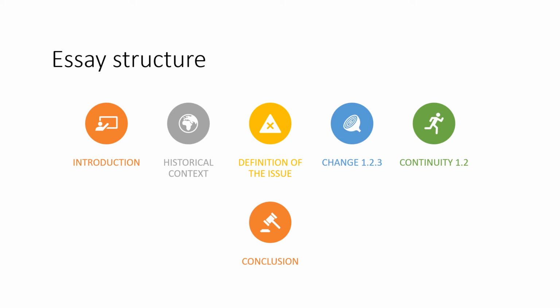The essay consists of an introduction, historical context, definition of the issue, which is interaction of groups, 3 paragraphs about change, 2 paragraphs about continuity, and a conclusion. Today we will be talking about the 3 paragraphs about change and the 1 or 2 paragraphs about continuity. Because it's a short in-class essay, it's okay if you only do 1 paragraph about continuity. That would be fine.